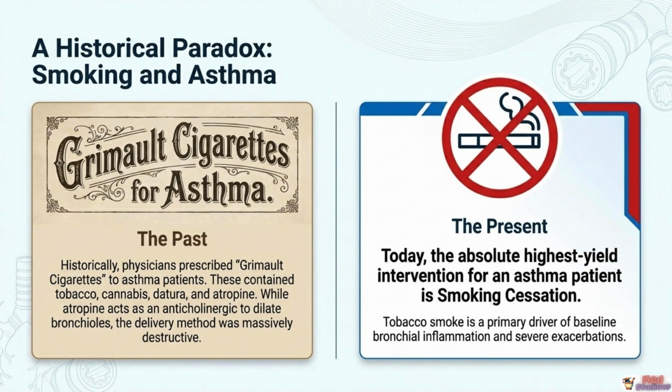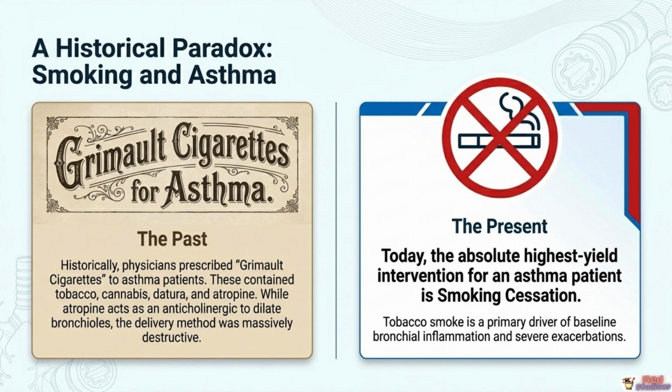Here is a fascinating and humbling piece of medical history that places our modern understanding in context. In the 19th and early 20th centuries, physicians actually prescribed cigarettes to asthma patients, specifically a product called Grimold cigarettes. These contained a mixture of tobacco, cannabis, datura, and atropine. The rationale was not entirely irrational. Atropine is an anticholinergic agent, and anticholinergics do dilate the bronchioles. So there was a kernel of pharmacological logic buried in a deeply destructive delivery method.